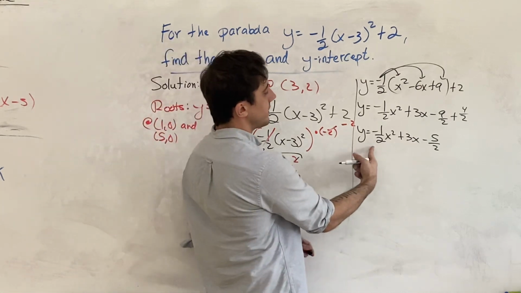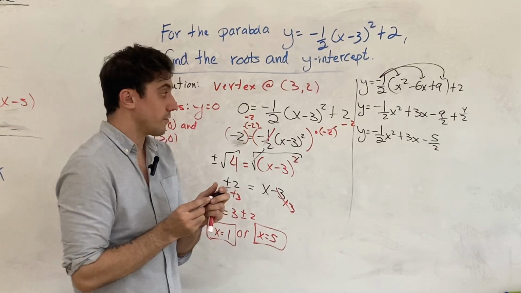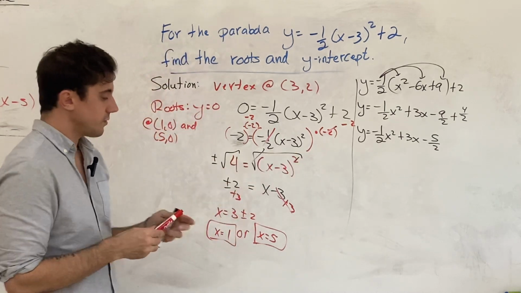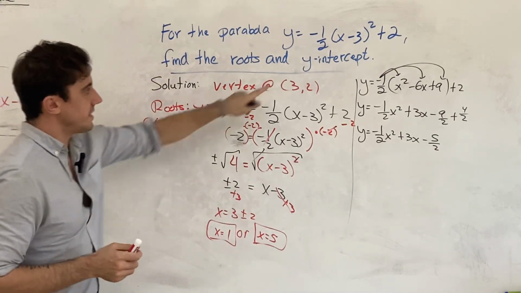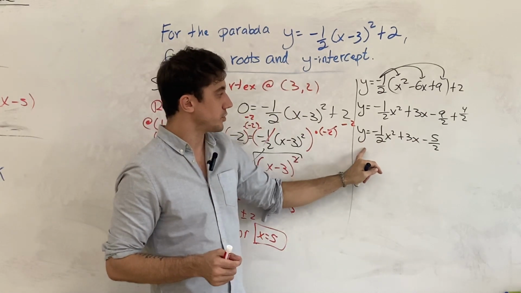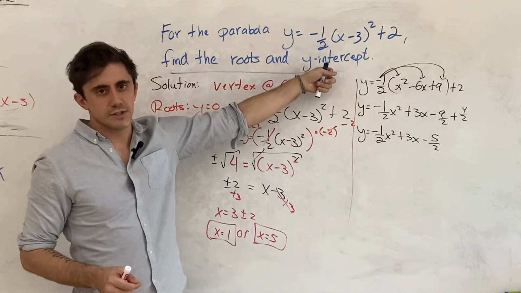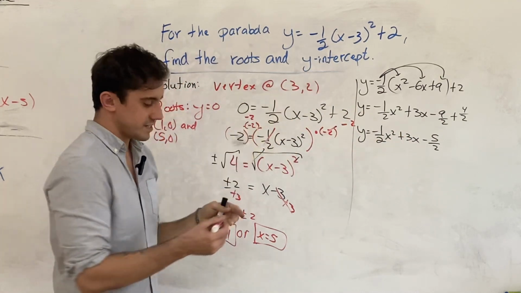Where our a value would be -1/2, b is 3, and c, the constant term, would be -5 over 2. This is really useful because we're also looking at the y-intercept, right? And you know that anytime you have your quadratic function written in standard form, that constant term at the end tells you where your y-intercept is, right? Let's get that one done.